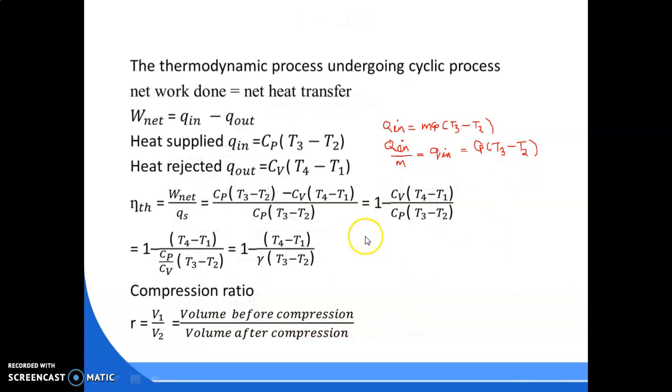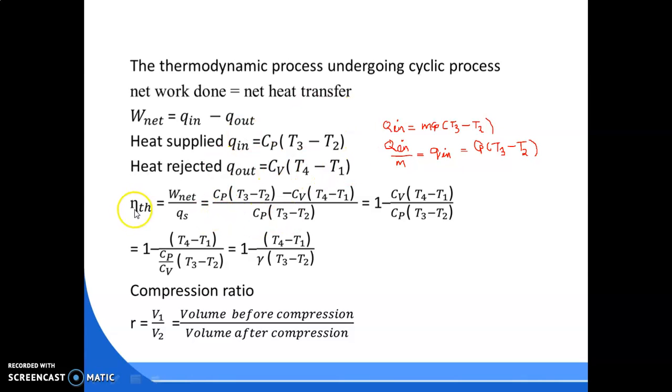So we know that, according to the cyclic process, net work done is equal to net heat transfer. So what is net work done? W net is equal to Q in minus Q out. Here small q means the mass will be divided. So what is the heat supply in the diesel engine? The heat supply is at constant pressure. So for a constant pressure process, what is the heat addition? Q in is equal to m Cp (T3 minus T2). If I divide by the mass, Q in is equal to Cp (T3 minus T2), where the 2 to 3 process is your heat addition and the 4 to 1 process is your heat rejection at constant volume. So that will be Cv into (T4 minus T1).